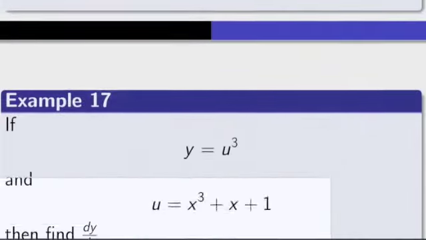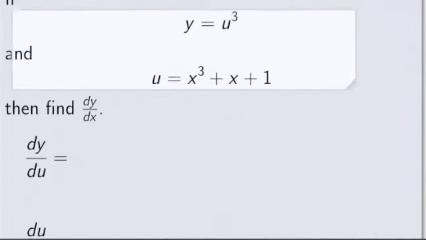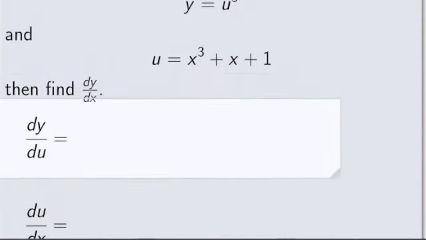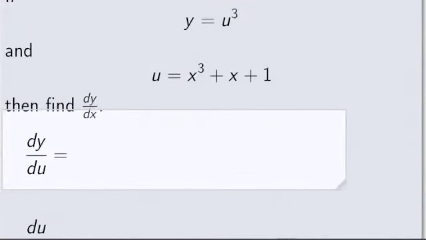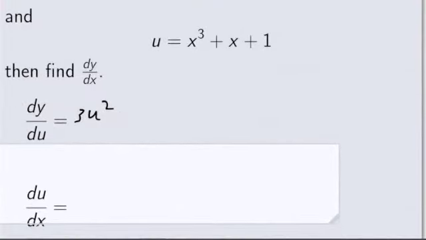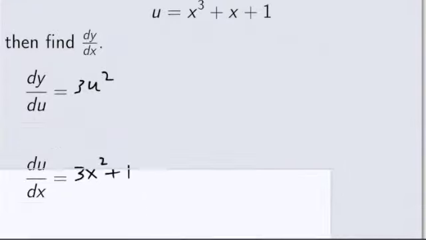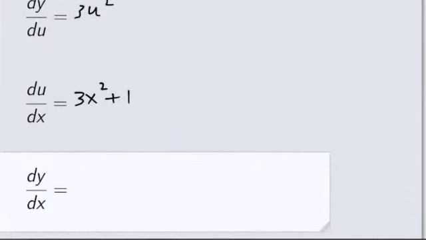Let's look at another example. If y is u cubed and u is x cubed plus x plus 1, what is dy dx? So we could write dy du to be 3u squared, and du dx can be easily found. Derivative of x cubed is 3x squared, derivative of x is 1, derivative of 1 is 0. So now we can find dy dx according to the chain rule, which is 3u squared times 3x squared plus 1.